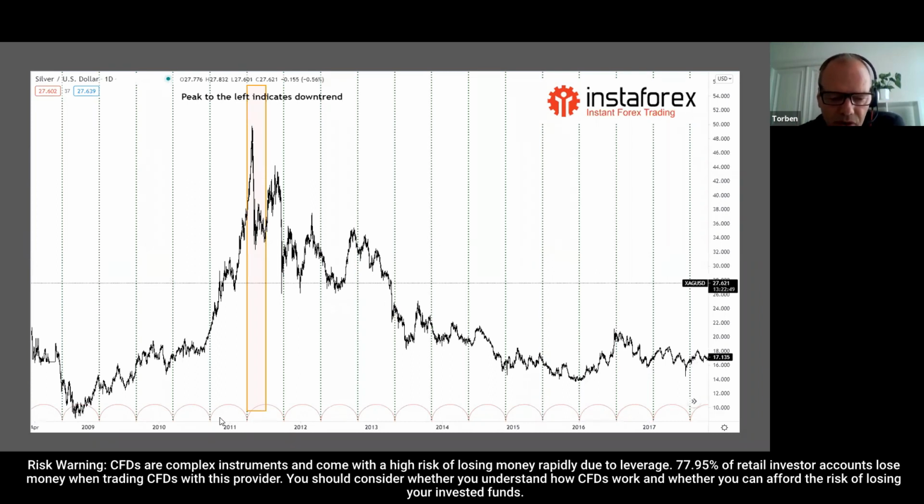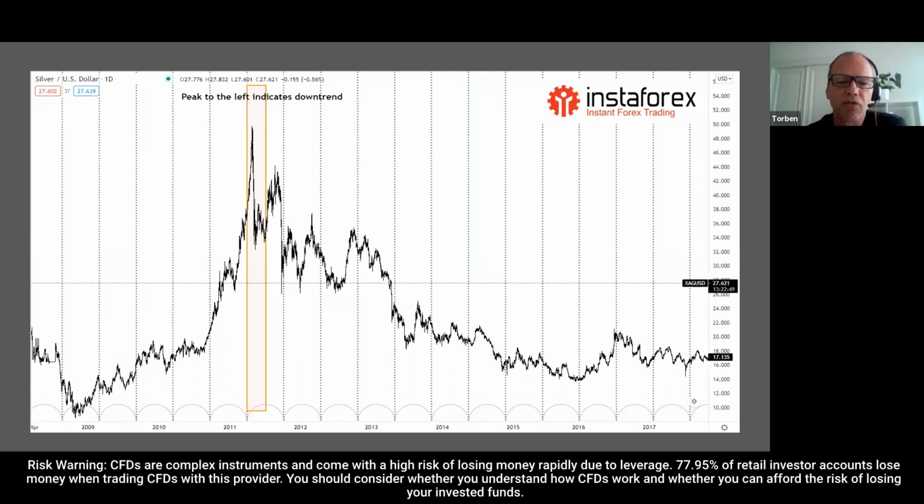But if we go here to this 2011 cycle, you can see that instead of peaking to the right, it actually peaks to the left, indicating that we could be entering a downtrend from here. So this could be the completion. And if you have, for instance, the RSI indicator indicating that you might be having divergence, indicating that the uptrend is losing momentum.